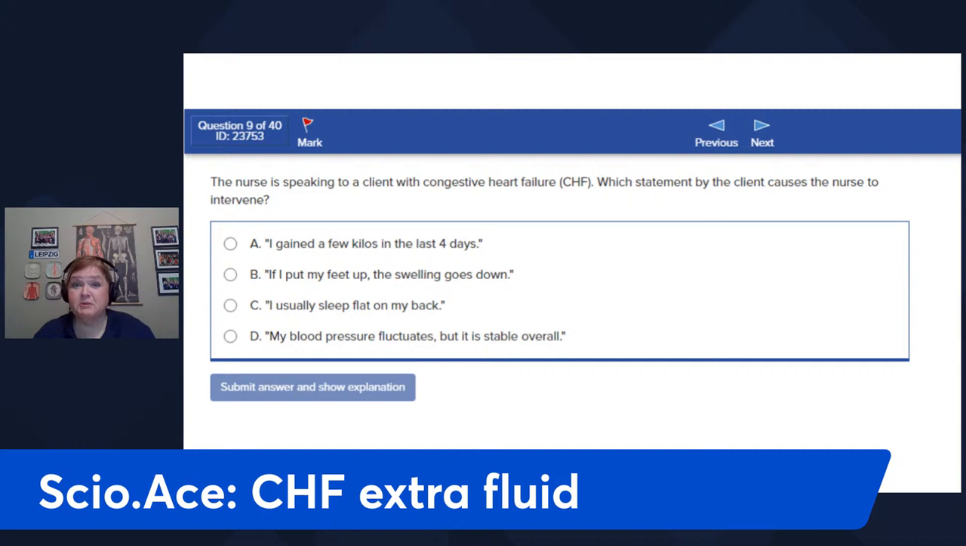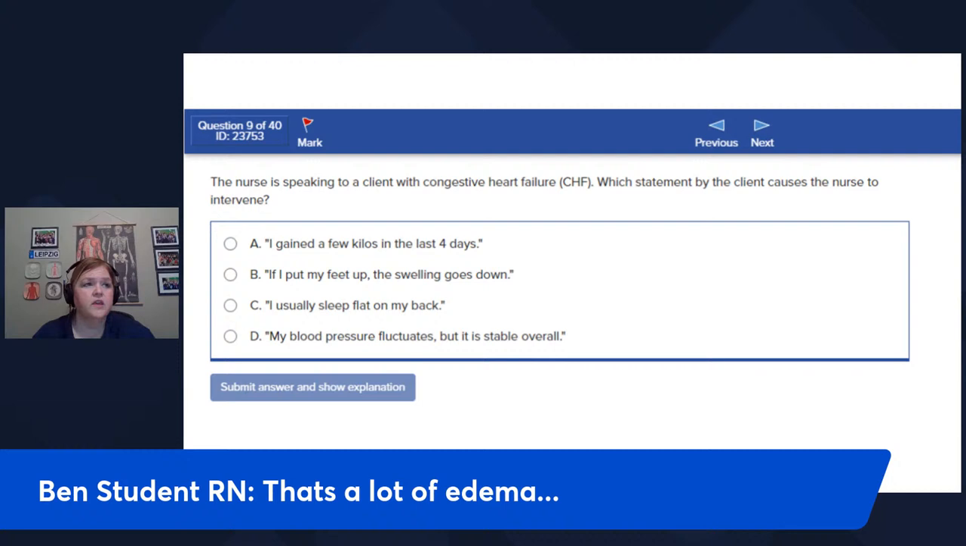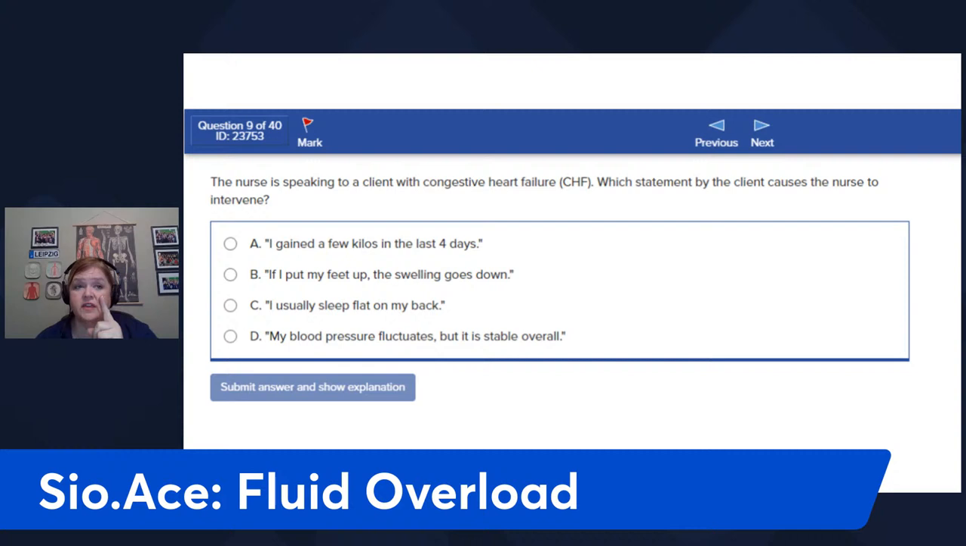So what do you do when you hit a wall like this in a test? You stop and say, what do I know about answering these questions? Make sure I know what's in the stem. So speaking to a client with CHF, which statement by the client causes the nurse to intervene? That means since this is a four-option multiple choice, one of these has to be the best sign, the most clear, concise, objective sign of the four that tells me this patient is in danger.